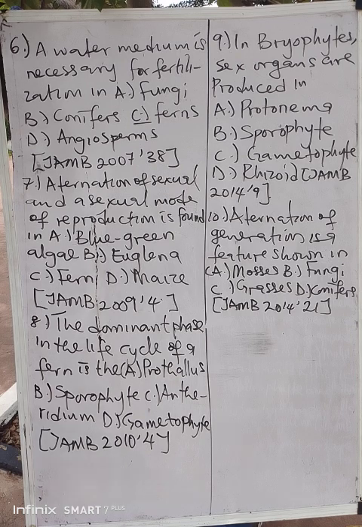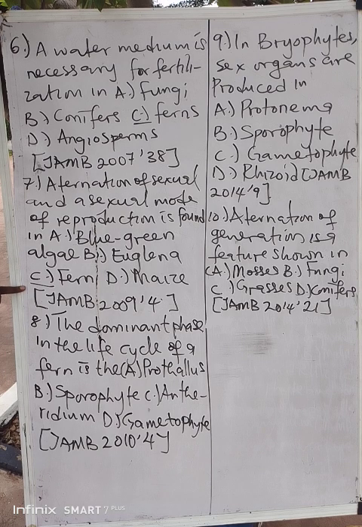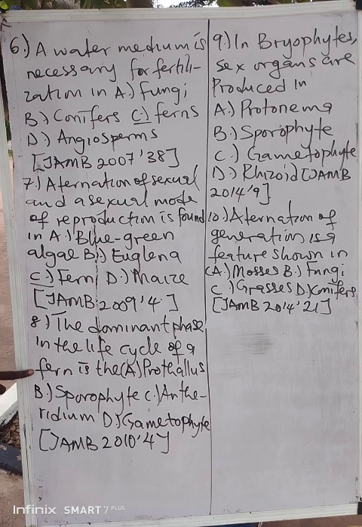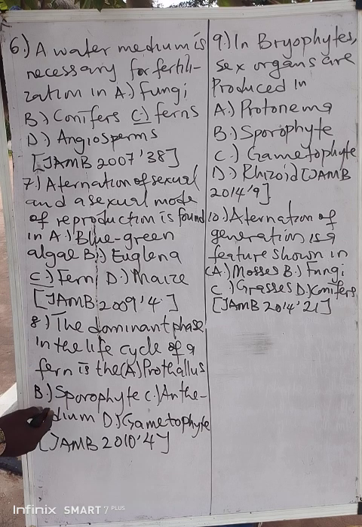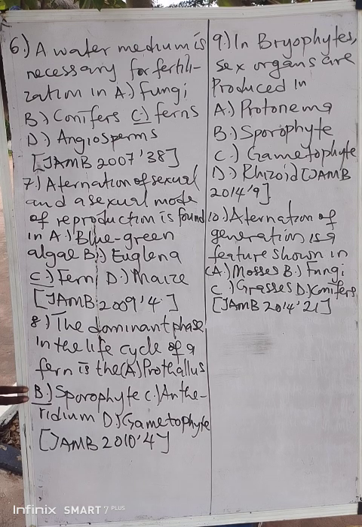Fern. It's either fern or bryophyte or moss plant. That's where alternation of generation takes place. Then the dominant phase in the life cycle of fern is what? The dominant phase that has chlorophyll and can carry out photosynthesis by itself. That is the sporophyte. I told you, the sporophyte is dominant in fern, while the gametophyte is dominant in moss.